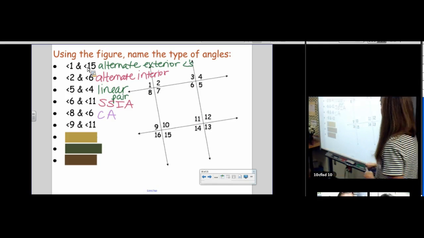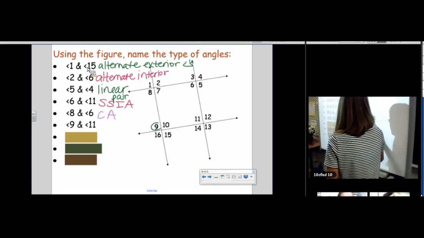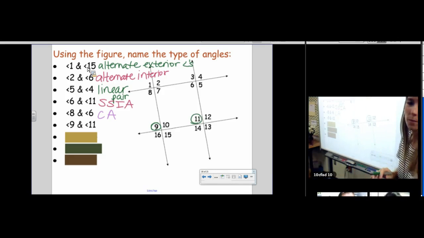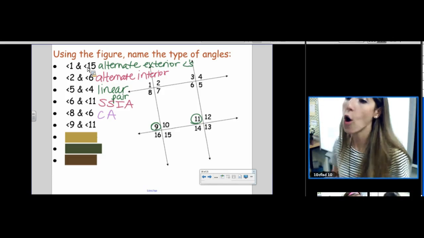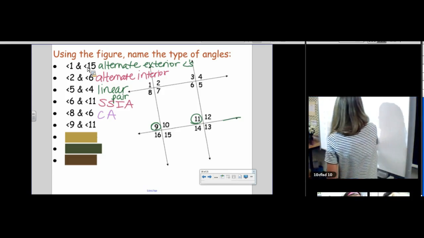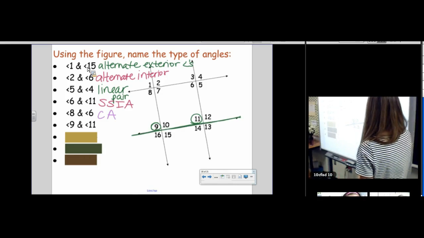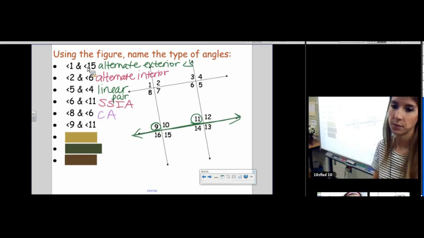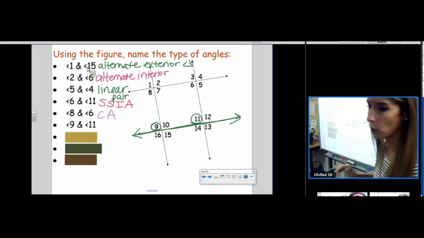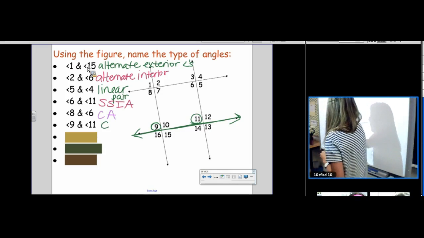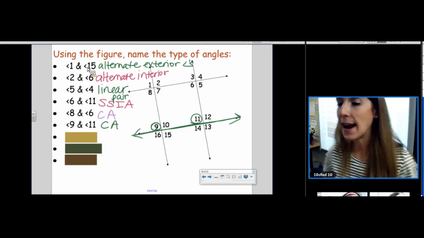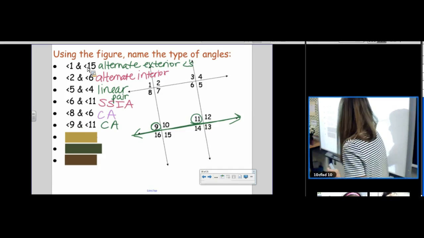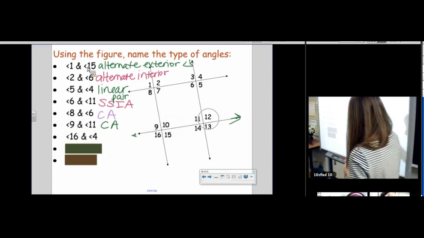All right, Avanti, 9 and 11. They're not going to be alternate exterior because they're not on alternate sides of the transversal. Here's the transversal. They are not on alternate sides. Yes, corresponding angles, 2 in a row. For some reason, that is the angle pair that students struggle with the most. So practice a lot with that one. Okay, the next angle pair, reveal.